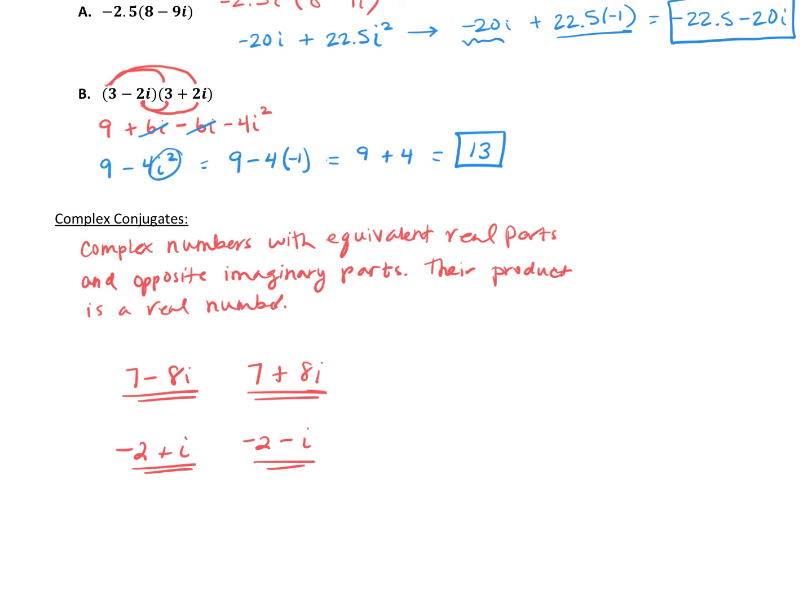If you notice up here in part B, we have 3 minus 2i. We multiplied it by a 3 plus 2i. So these are complex conjugates. When we multiplied them out, we ended up with their product being a real number in the end because we did end up with the middle terms canceling out. That will happen every time you multiply complex conjugates together.